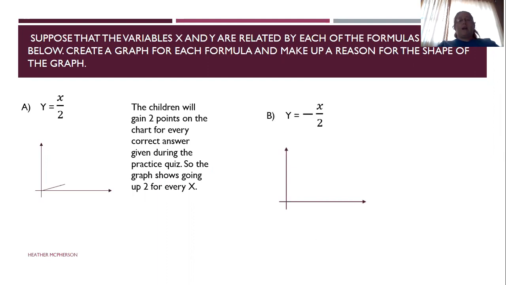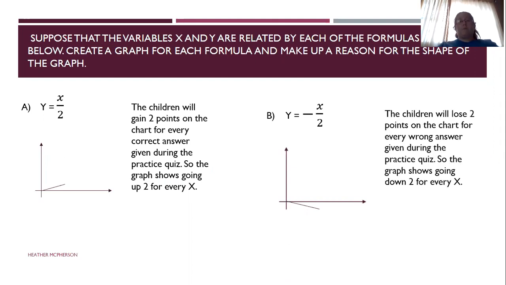In B, you have y equals negative x over 2. So the graph is going to go down instead of up. So the children will lose 2 points on the chart for every wrong answer given during the practice quiz. So the graph, again, like I said, shows it going down 2 for every x.